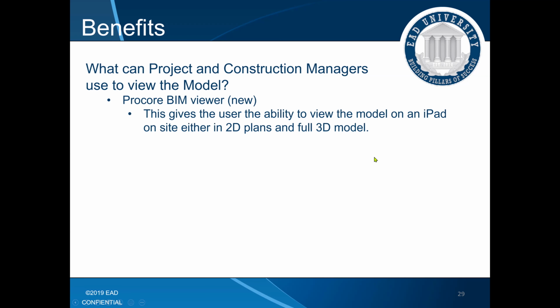This gives the user the ability to view a model on an iPad and on the site in either 2D plans or the full 3D model. And what that means is technically you can click on the bubbles inside Procore. If you're looking at a 2D image and it's from a Revit file, you can click on the bubbles and it will take you to those views that are on those sheets. So again, that's a pretty powerful tool that you can use for people out in the field.